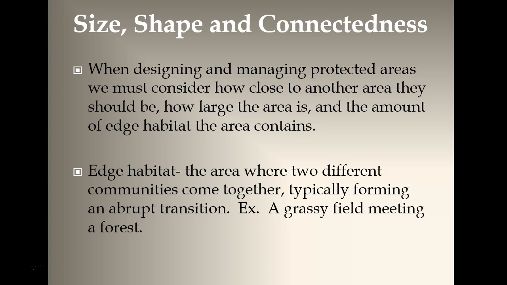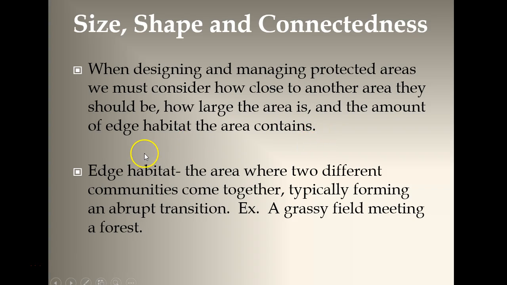Size, shape, and connectedness. So aside from legislation, the other thing that can be done is the creation of these habitats, these zones, where rather than just trying to protect an individual species, which is what some of those laws are, one of the other options is to try and protect entire ecosystems, entire areas. So creating these protected areas. There are a couple of things that go into the creation of them.